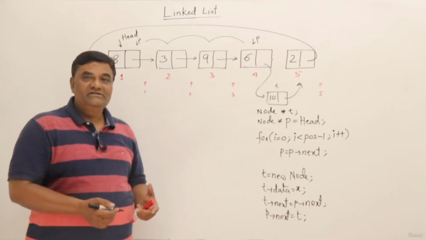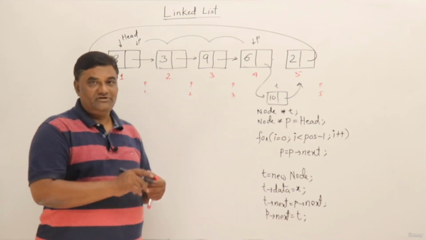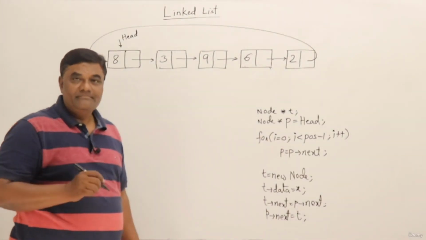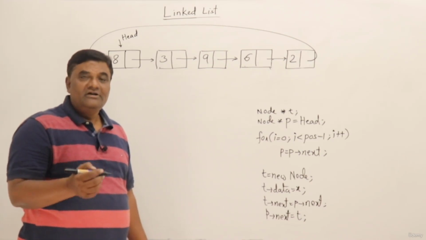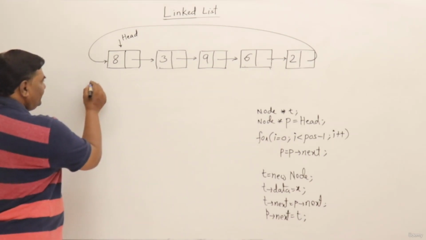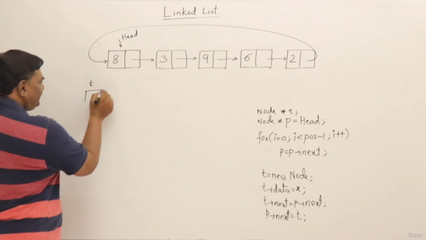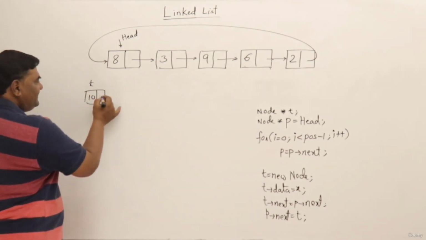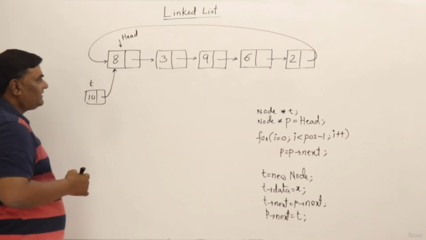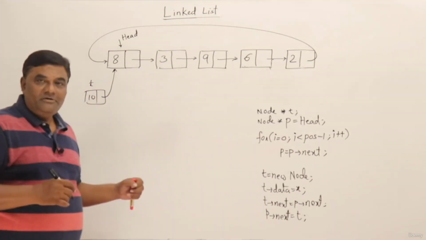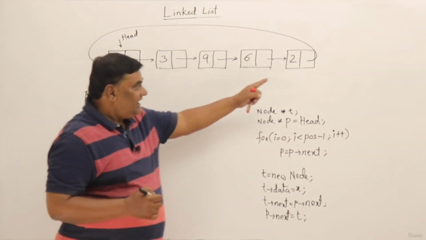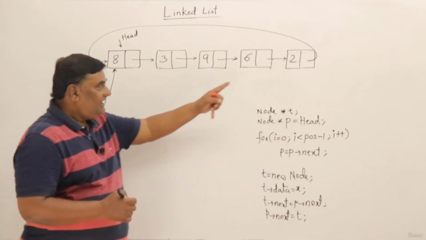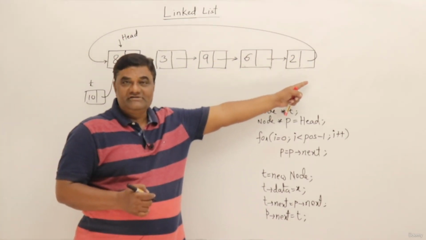Now we will see how to insert a new node before head node. For inserting before head node, what are the things I have to do? Let us see the procedure. First of all, I should create a new node with the help of some pointer T. Then insert data. Then T's next should point to head. Okay, this is done. But one more thing I have to do. This last node should point to T. So I have to manipulate or modify this last node.